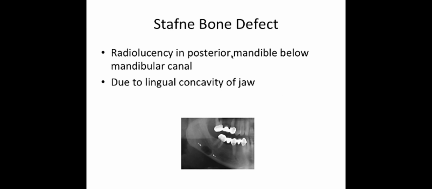Next is Stafne bone defect, which seems to be a real favorite of test makers, and it's a radiolucency in the posterior mandible below the mandibular canal. And it looks like it could be a cyst. It almost looks like it's corticated in this image, but it's not. It's due to the lingual concavity of the jaw just being so severe that it appears on an X-ray, in this case a panoramic. And it seems like it's something that should be investigated, but it's actually just a variation of normal anatomy.